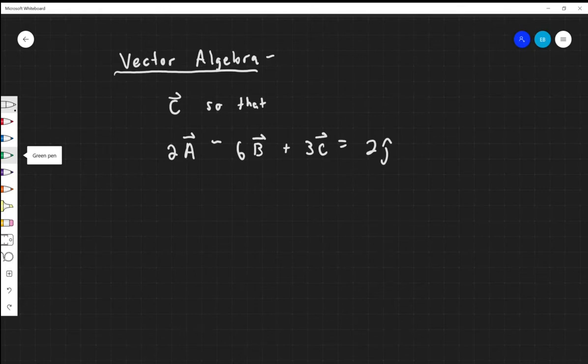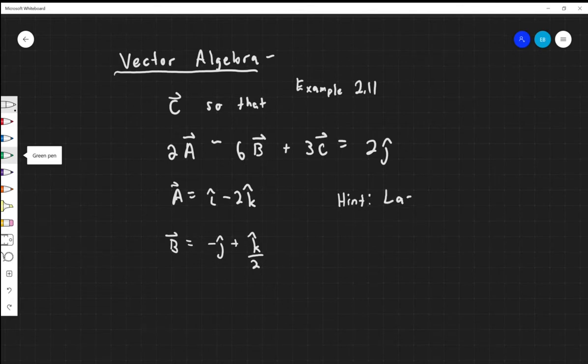And let's say that A is equal to, let's say, i hat minus 2k hat. And let's say that B is equal to minus j hat plus k hat over 2. Okay. So in your book, this is example 2.11. You can look at how they solve it and then come back and take a look at how I solve it.